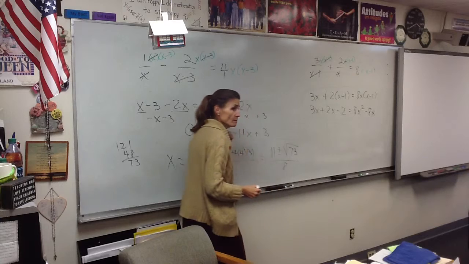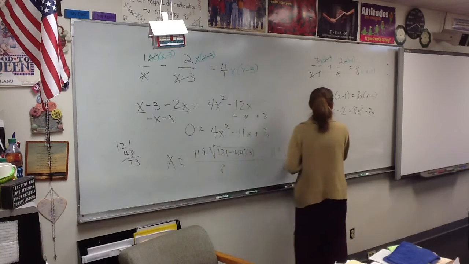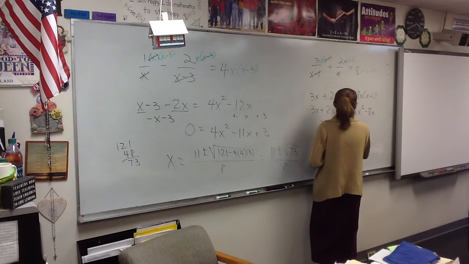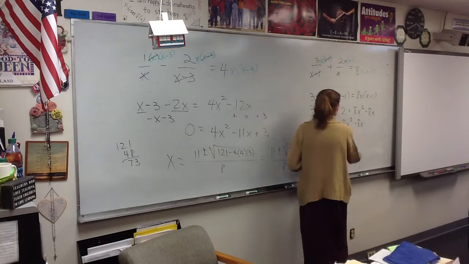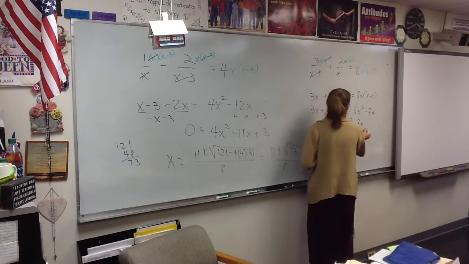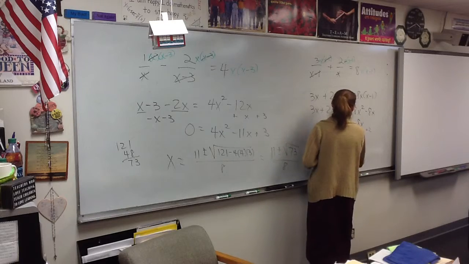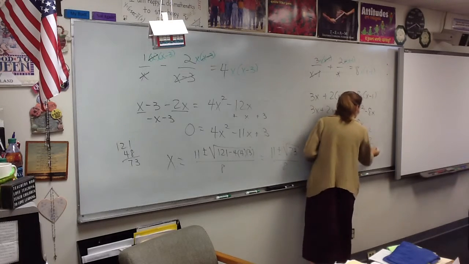Let's just cite this one. We need to get everything on one side. So I'll move it over this way. So I'll subtract x and add 2. So I have 8x squared minus 9x plus 2.